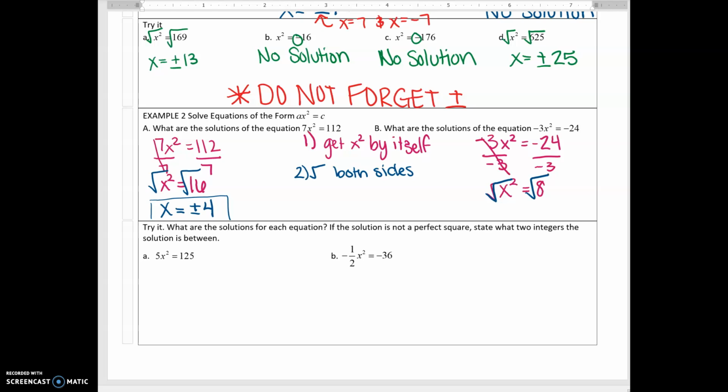And it's not a perfect square, meaning that it's a decimal. So in some of your questions, it'll ask you what 2 integers the solution is between, and some of it might ask rounding. So if you wanted to do rounding, you would put this in your calculator, and you get that it's plus or minus 2.83.